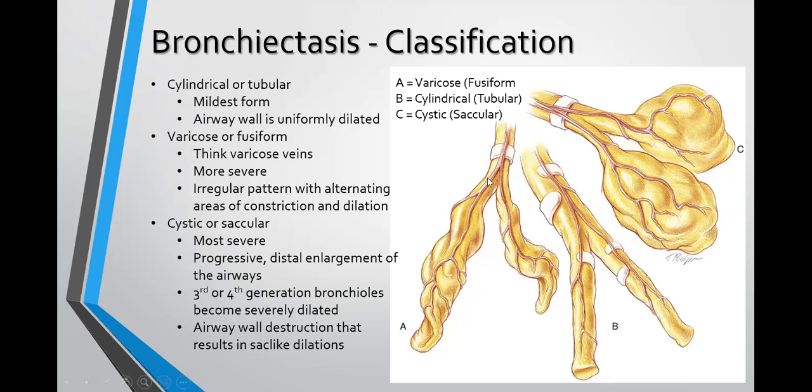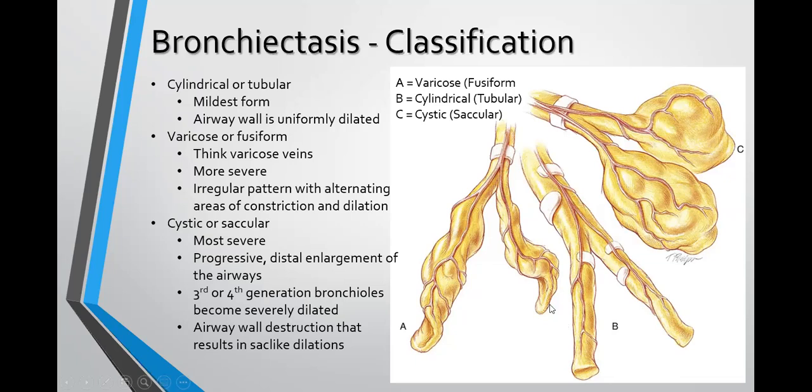So look at A. A is your varicose part. That's the second most severe. The first one is cylindrical or tubular. That's like mild. That's number 1. If I've got to get it, I'd rather have this one, which is B. That's tubular, also known as cylindrical. It's evenly dilated all the way through.